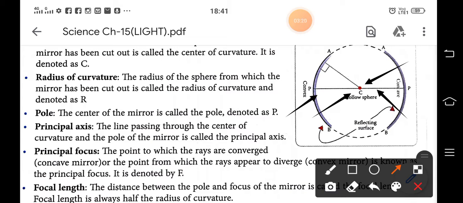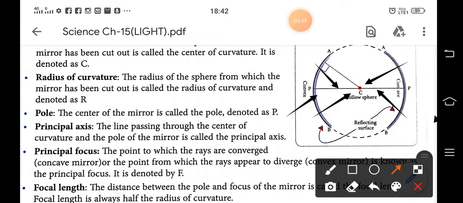And principal focus is the point to which the rays converge, or the point from which the rays appear to diverge, and it is known as the focus. So it is between the pole and the center. This is the focus.